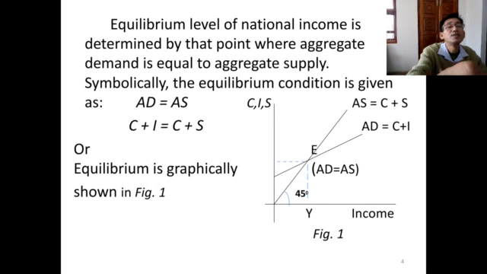The aggregate demand curve C plus I is a positively sloping line originating from the y-axis. Aggregate supply, represented by AS, or the national income curve, is the sum total of the consumption and saving. It is a positively sloping 45-degree line from the origin.